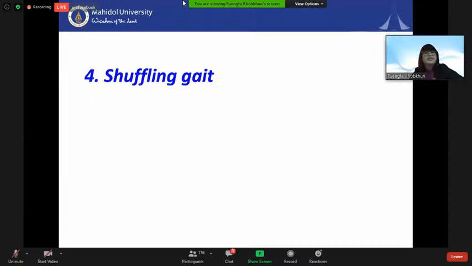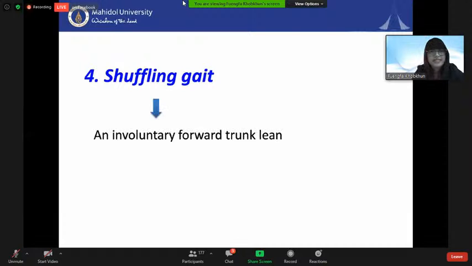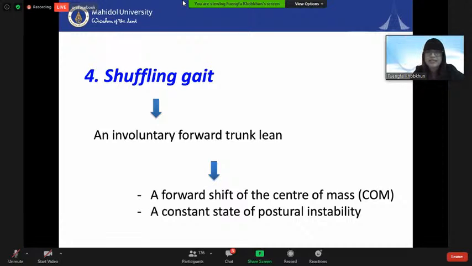Okay, and the last one, shuffling gait. You might have heard this word, this gait disorder in Parkinson's disease, and another word is festination gait. Shuffling gait means the patient walks dragging the toe, I mean the toe of the foot, yeah, and then they use small steps and maybe fast steps also. And this gait leads to involuntary forward trunk lean. It is believed that it will shift the center of mass forward, and that it is a constant state of postural instability in Parkinson's disease.